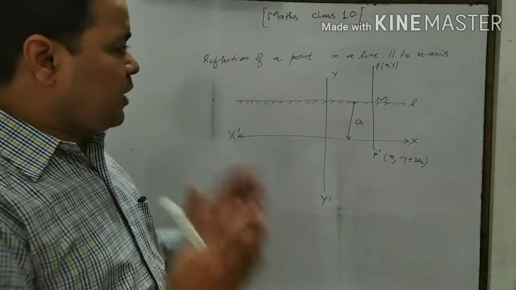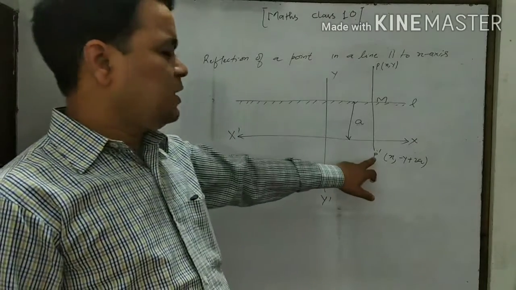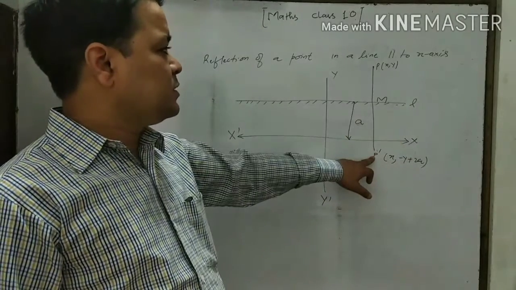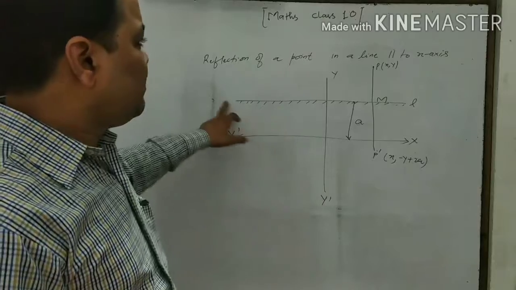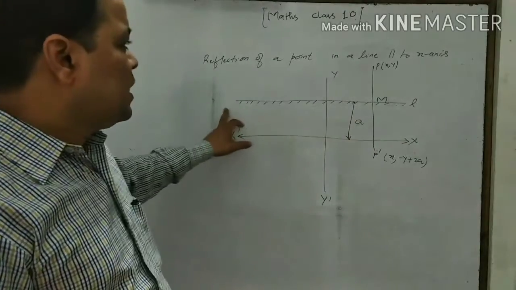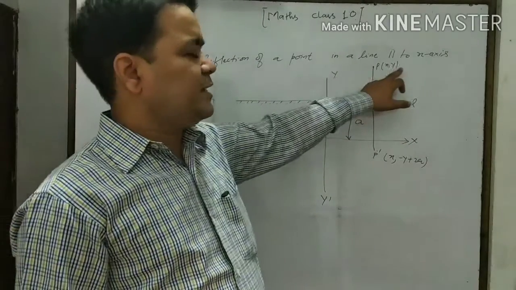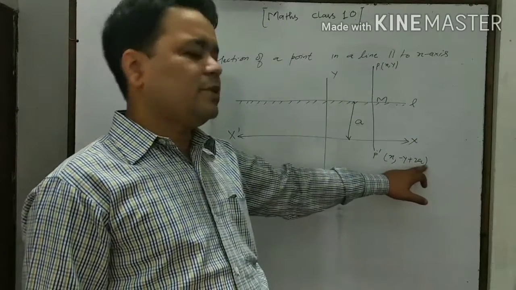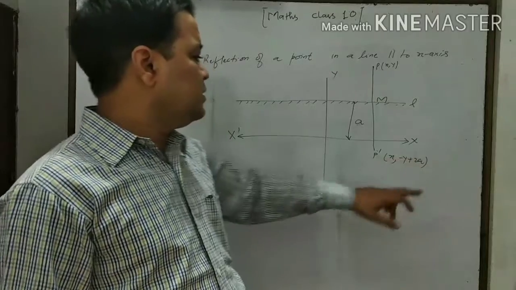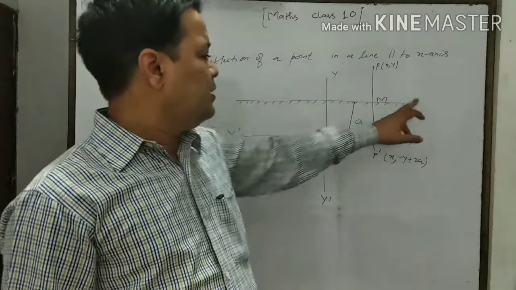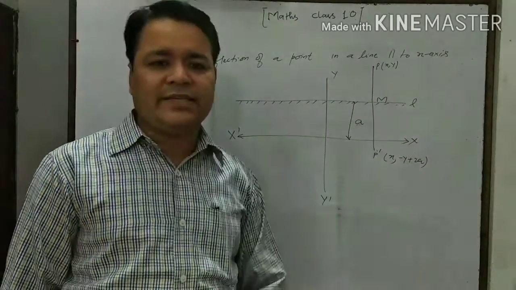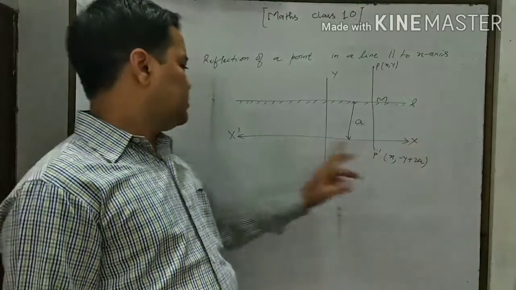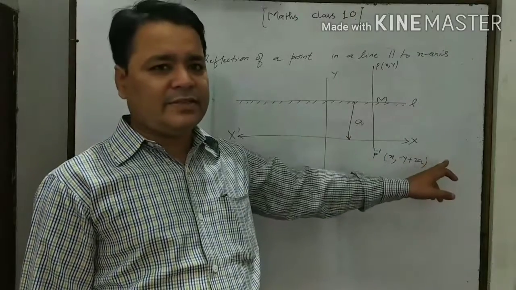It means if you want to find the coordinate of the image through a line parallel to the x-axis of the object P whose coordinate is (x, y), that will be (x, -y + 2a), where a is the distance of the line L which is parallel to the x-axis.